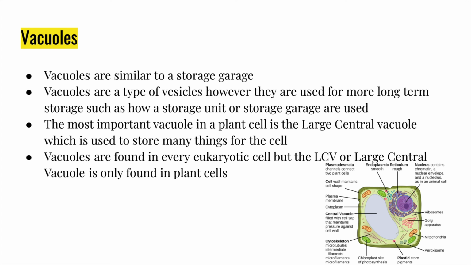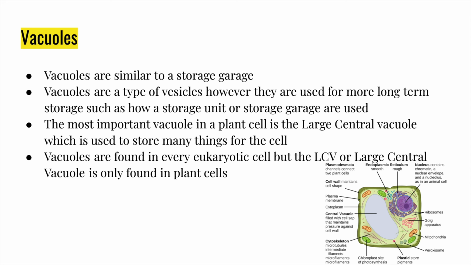These are vacuoles. Vacuoles are similar to a storage garage or storage unit. Vacuoles are a type of vesicle, however, they're used for more long-term storage, such as how a storage unit is used. The most important vacuole in biology, mainly, is the large central vacuole in the plant cell, which is used to store many things for the cell.